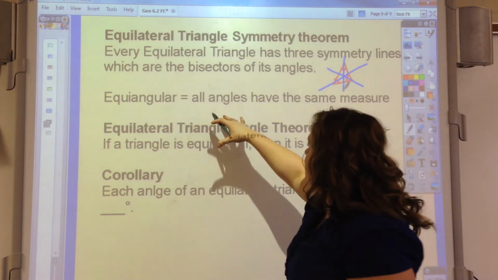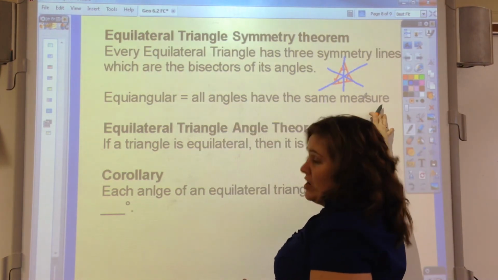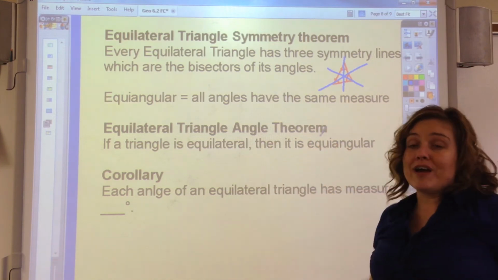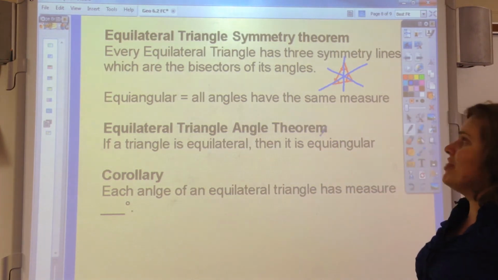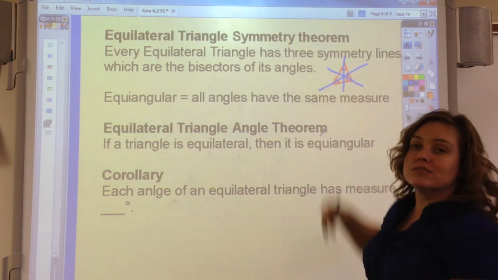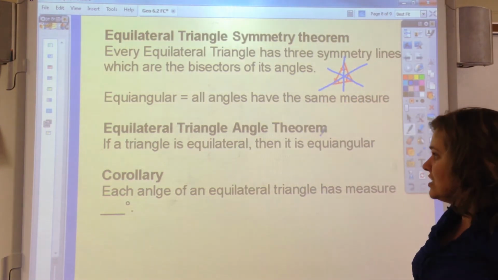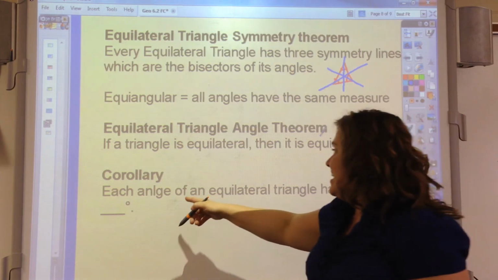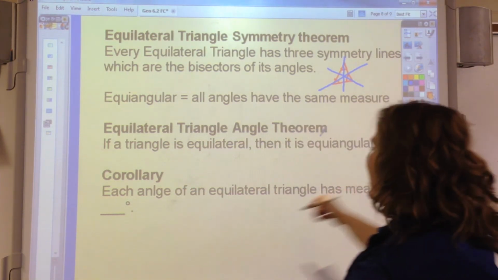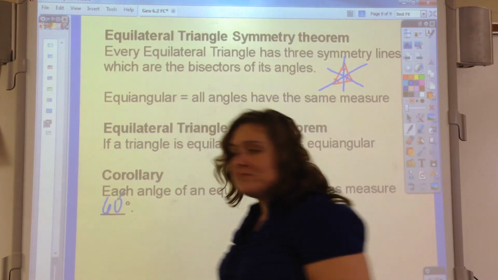To be equiangular means that all the angles have the same measure, and so we know for the equilateral triangle theorem that if a triangle is equilateral, then it has to be equiangular. So if your lengths are the same, the angles opposite them also have to be the same. The corollary is that each angle in an equilateral triangle has a measure of 60 degrees.